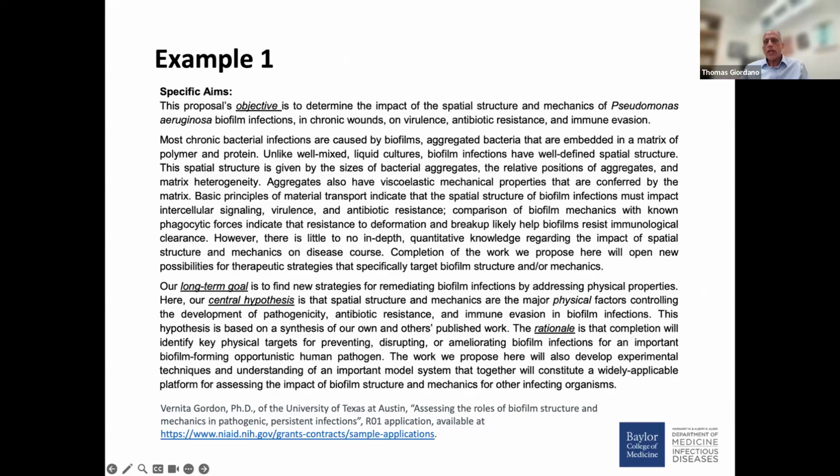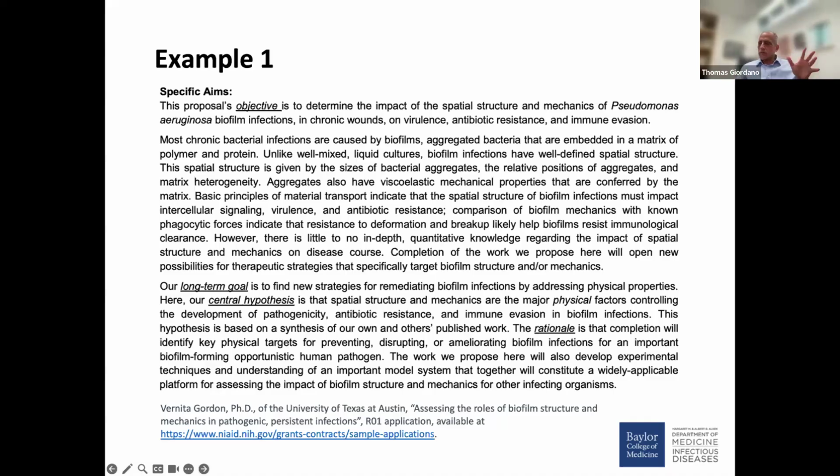So I have some examples we can run through. These are dense, but the only way to do this is to really look at the full aims page. So this is an example from an investigator pulled from the NIH website, Vernita Gordon from UT, and it's a lab-based application. So looking at the structure, I have her entire specific aims page in 3 slides.